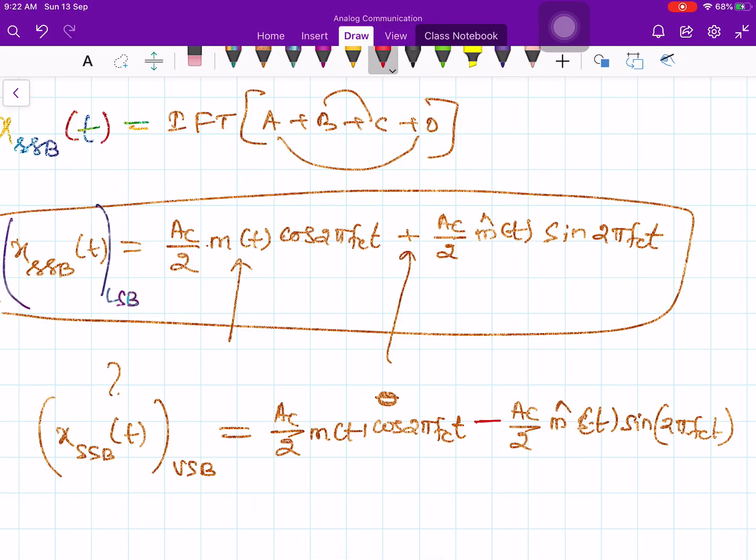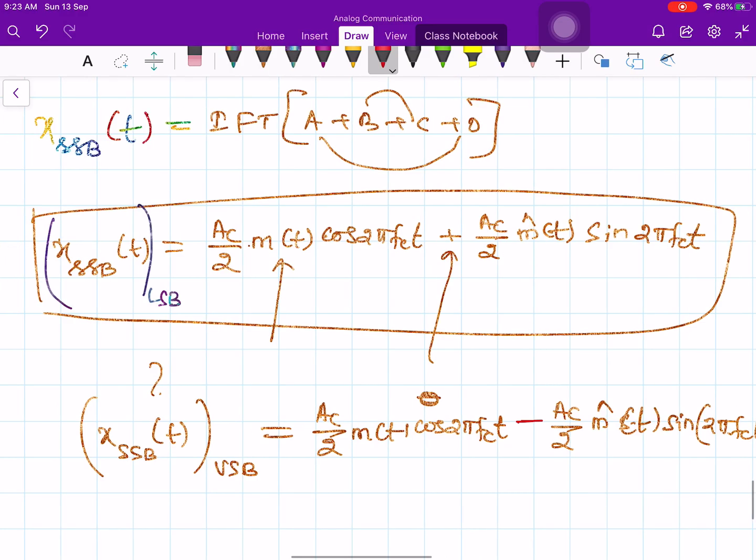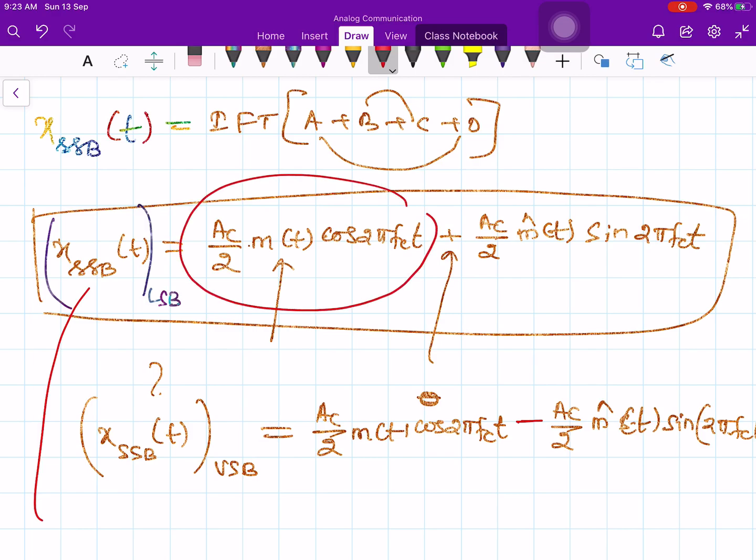Okay, so it is a very interesting and useful expression, and this is a mathematical closed form expression for the SSB waveform. It is not easy to visualize this waveform in the time domain. Why? Because to visualize this x SSB of t, not only do you have this term AC by 2 m of t into cos 2 pi fct, but also you have the Hilbert transform of m cap of t. So for an arbitrary signal, one doesn't know how m cap of t will look.